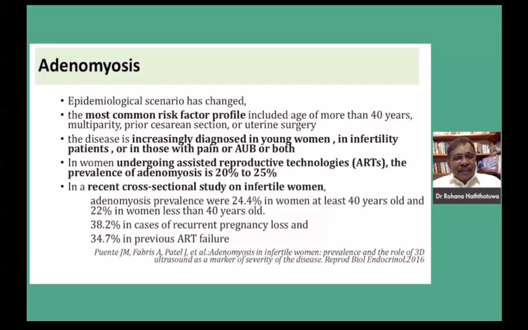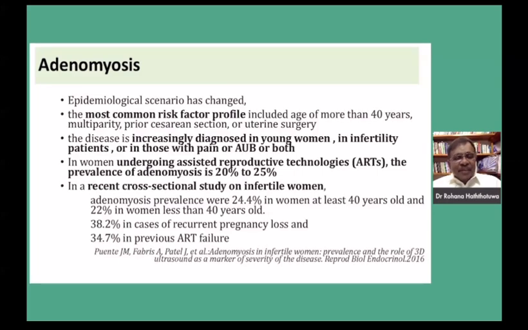And then when you consider adenomyosis, the epidemiology has completely changed from an older population. Now it is increasingly diagnosed in younger women with infertility and those with pain, AUB, or both. In women undergoing assisted reproduction technology, the prevalence of adenomyosis is around 20 to 25%.